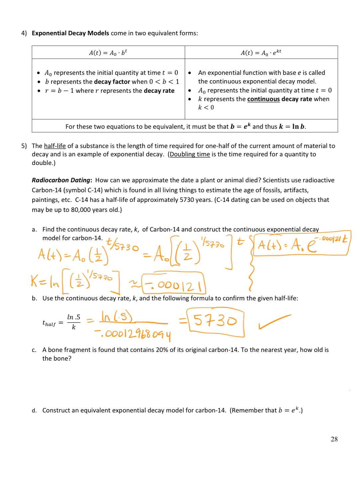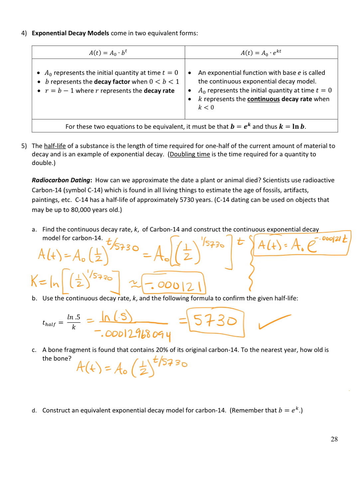A bone fragment is found that contains 20% of its original carbon-14. To the nearest year, how old is the bone? So I have two models for the exponential decay. I have this one, and I have this one. But this second one has a rounded value for k in it, so I think I'm going to use the original. So I'm just going to write it down. A of t equals a naught times 1/2 to the t over 5,730.